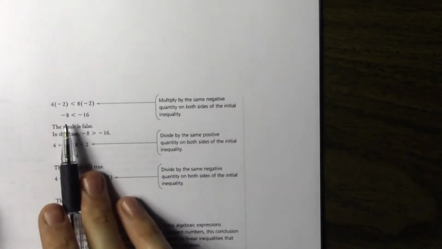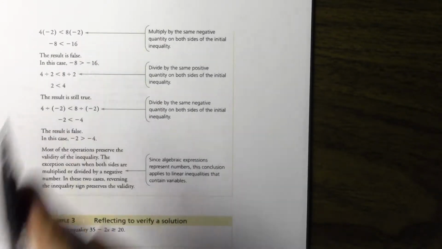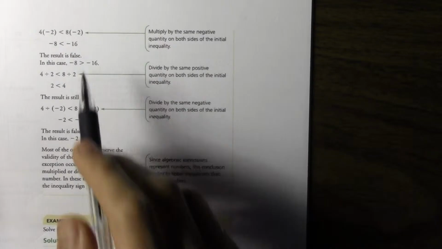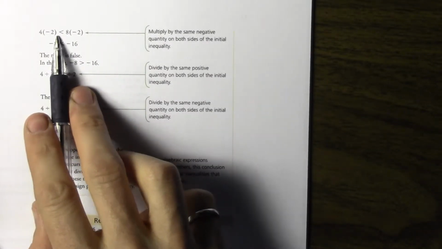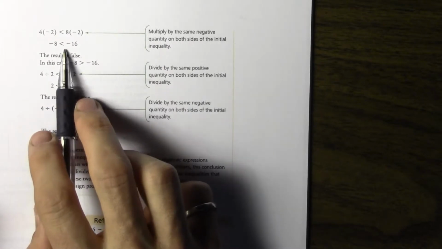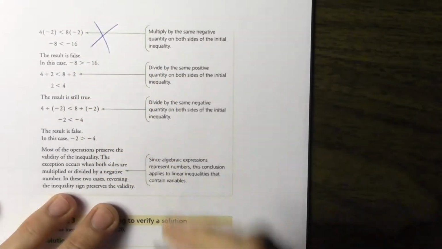Okay, we run into trouble when we try to multiply by a negative number. That's where things get strange. So we had 4 is less than 8. If I multiply both sides by -2, my inequality becomes -8 is less than -16. We know that's not true, so this doesn't work.